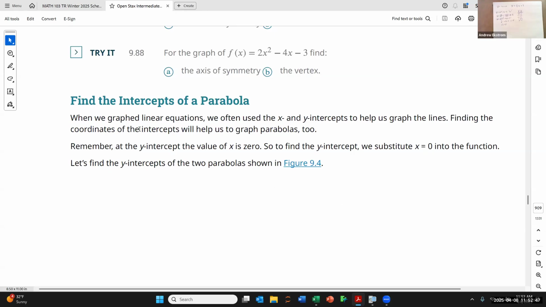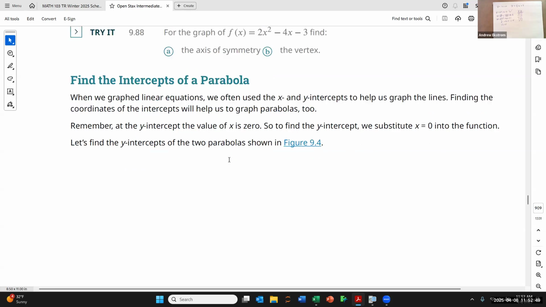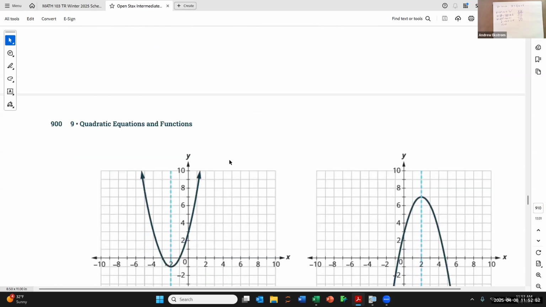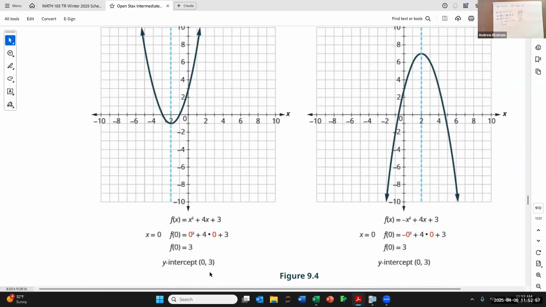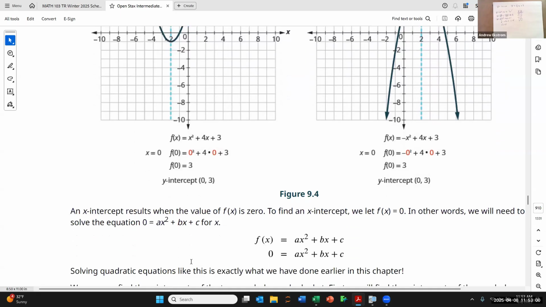On this one, it's talking about finding the intercepts of a parabola. Keeping in mind what the intercepts are, the y-intercept is just what does y equal when x equals 0. Easy enough. Plug in x equals 0, and whatever's left over, whatever you get, that's the y-intercept. That's easy math, right?